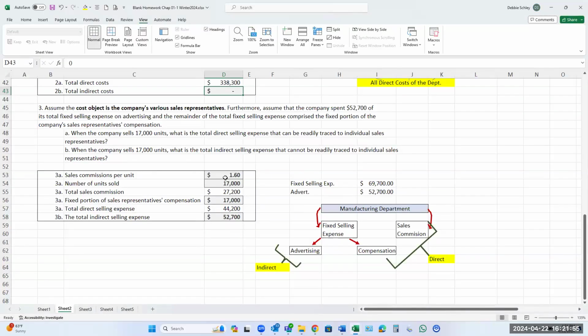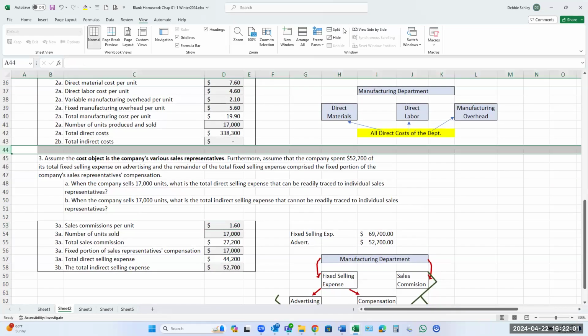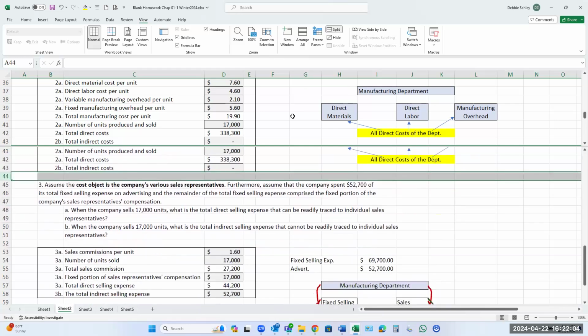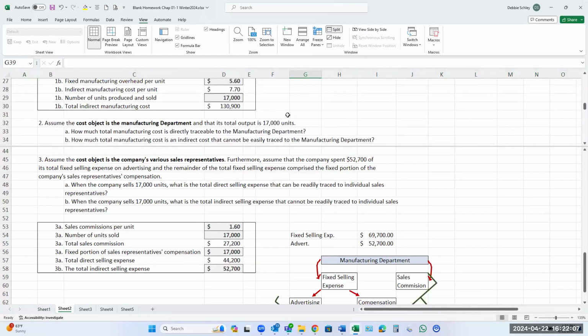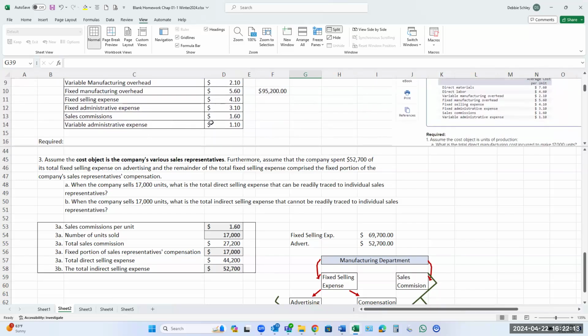Okay, so sales commission, per unit. Let me split my, sorry. Okay, so right up here, again, this was directly from the book. Now my sales commissions per unit is at $1.60. And we're selling 17,000 units again. So that's what goes there. So they multiply that for you. Basically, it's the number of units sold times the sales commission per unit. That gives you the total sales commission.